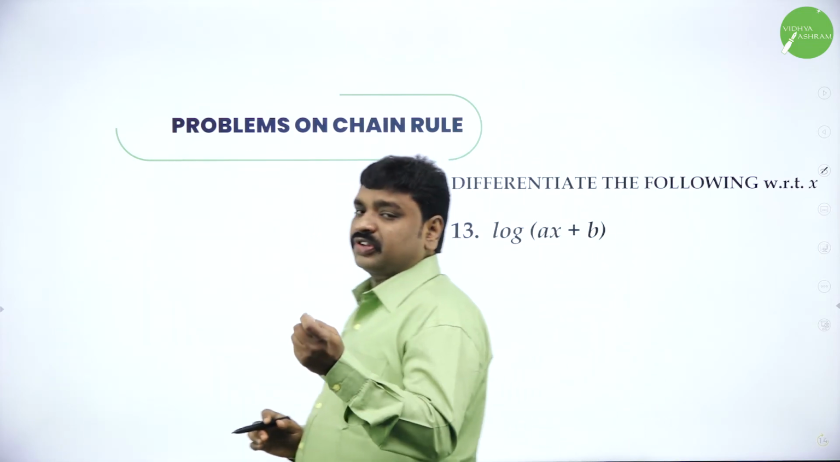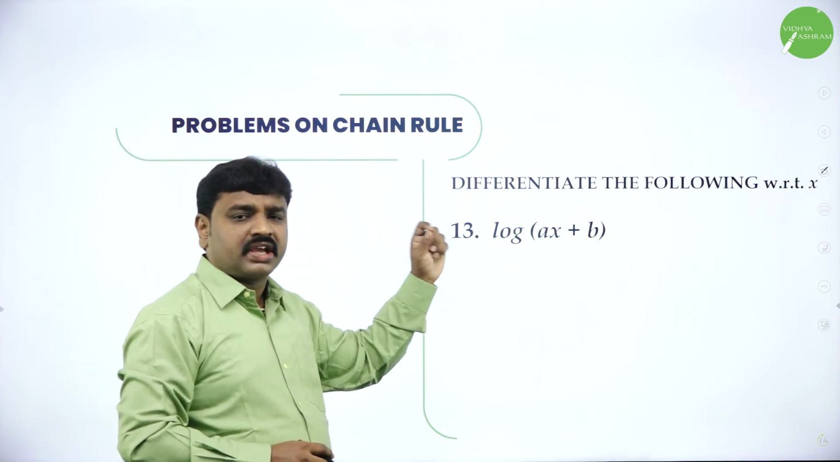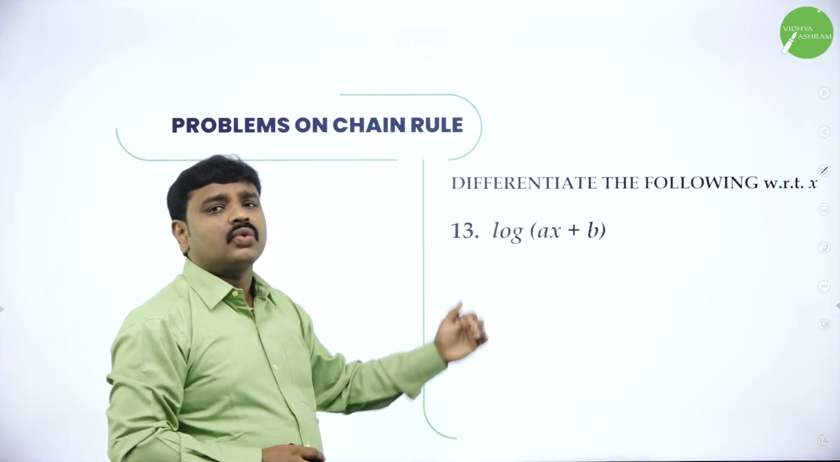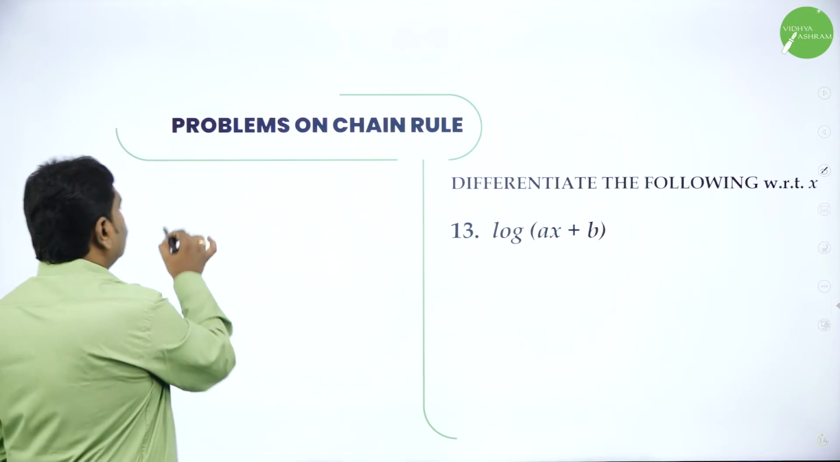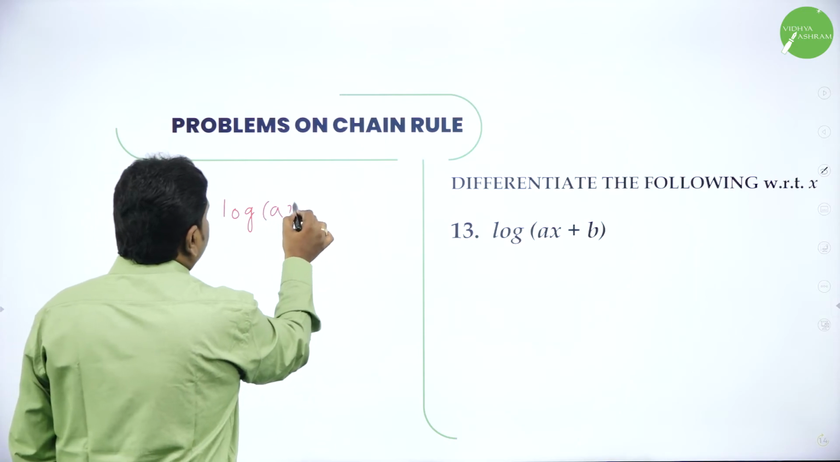Log of ax plus b. Log of ax plus b, the constant a comes out. It will become a into the derivative of log of ax plus b, which is 1 by ax plus b. So now we will not take more steps. y is equal to log of ax plus b. In one step we will differentiate.